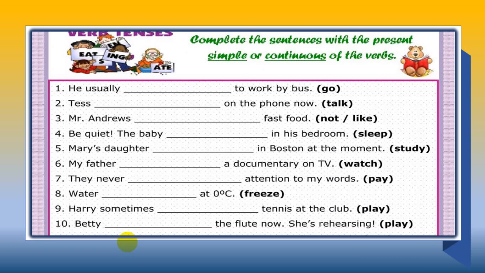Number 7. They never space attention to my words. Pay. Never. We have here never. Yes, excellent. We should put the verb in simple present tense. So they takes the infinitive verb. They never pay attention to my words.